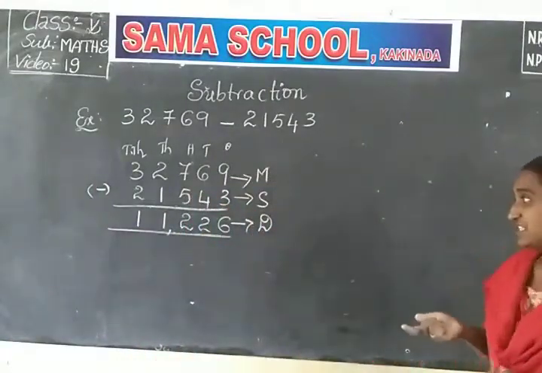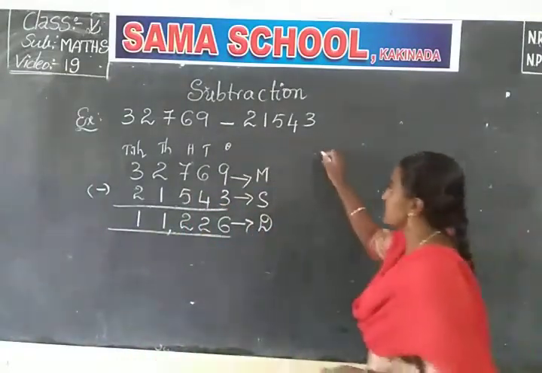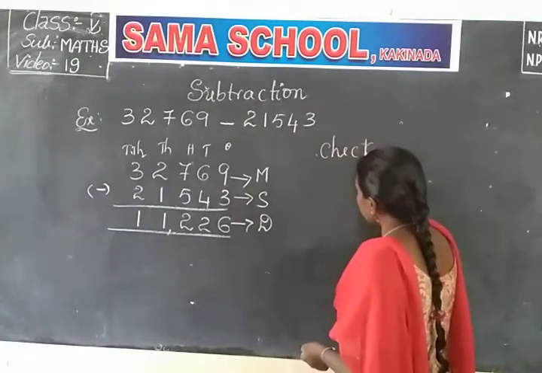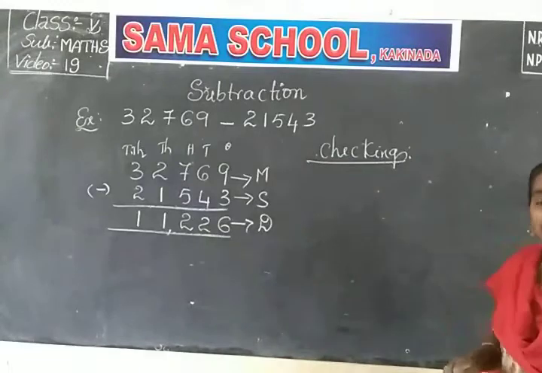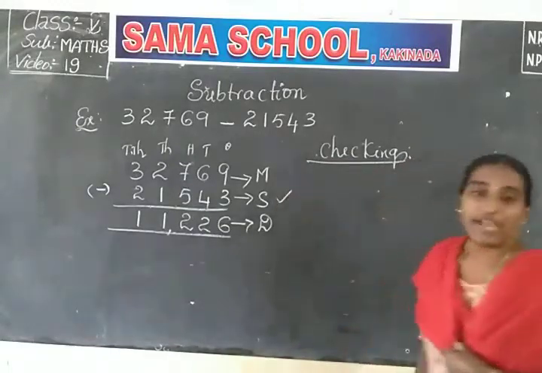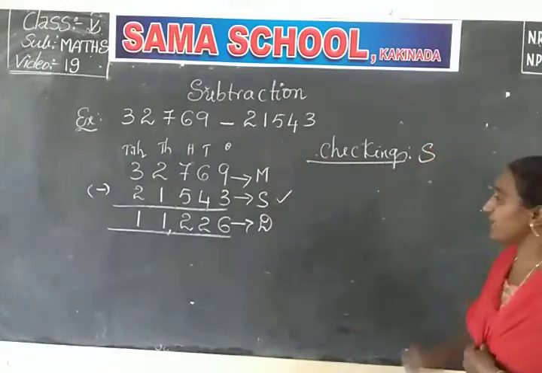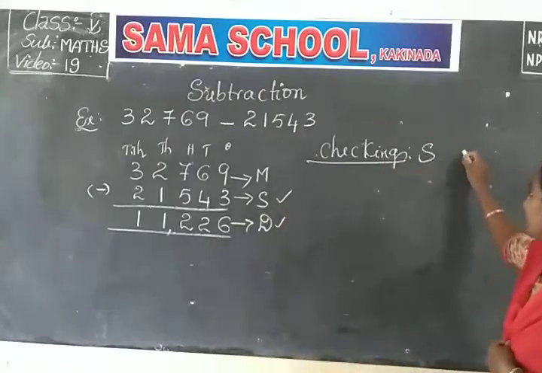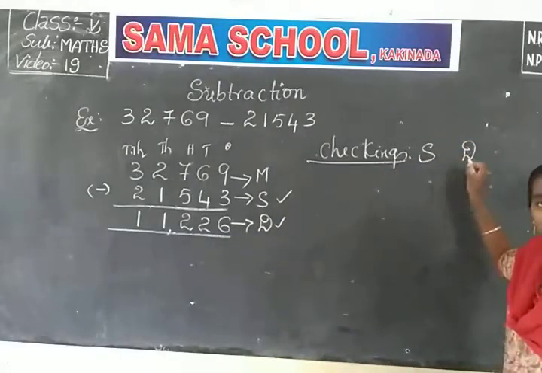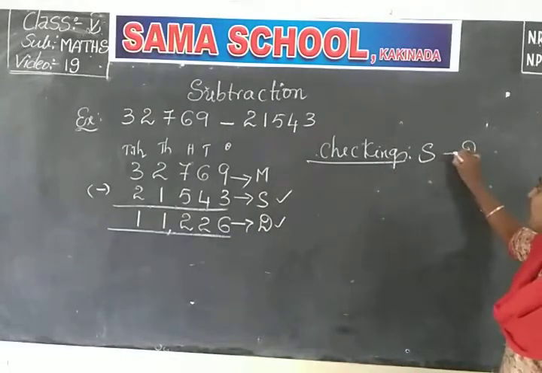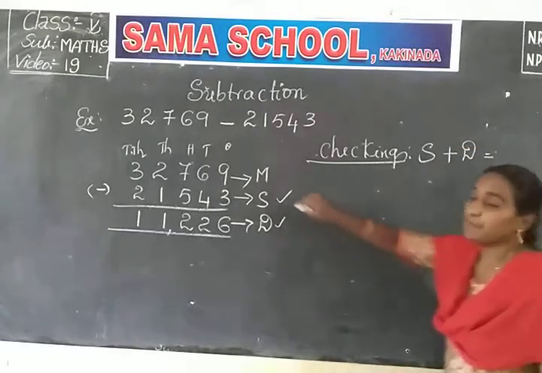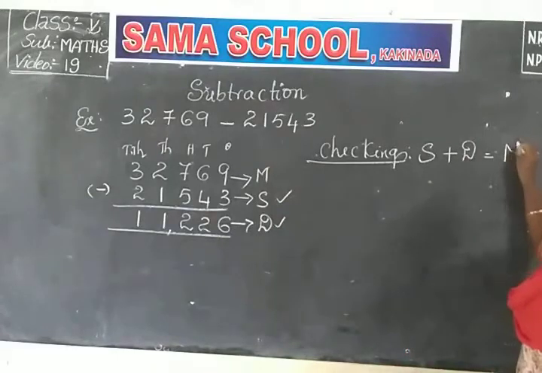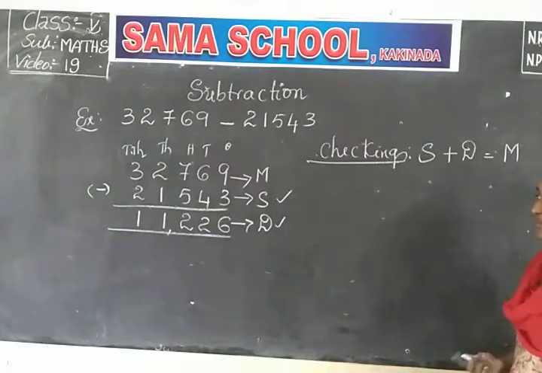So we have a facility to check our answer. This is known as checking. Okay. In checking, what do we have to take? Just now we have learned. We have to take the subtrahend and the difference. And what do we have to do with these? We have to add both, to see whether we get the minuend or not.